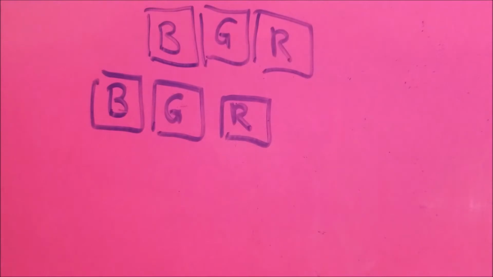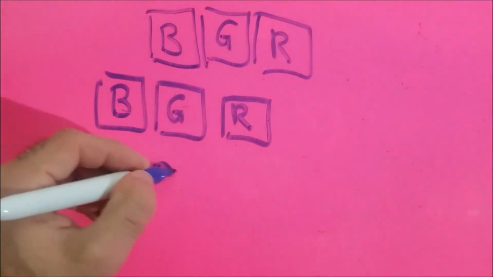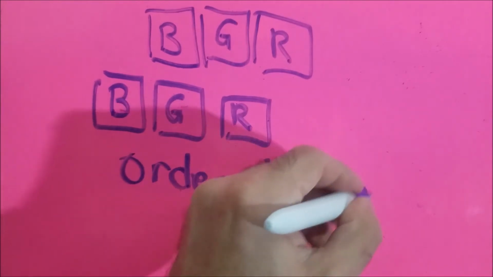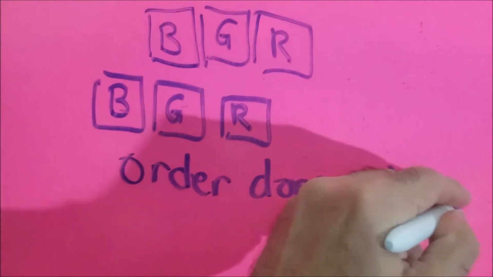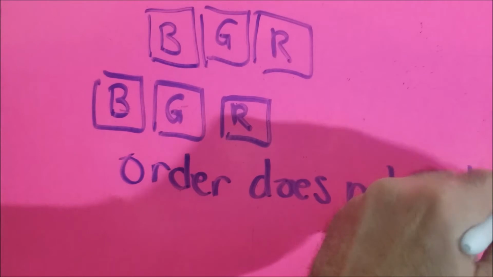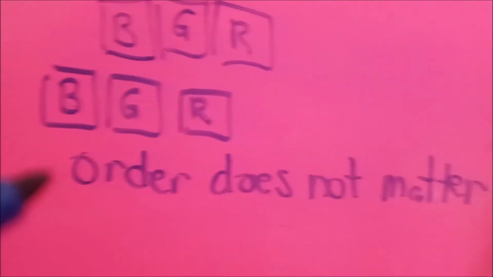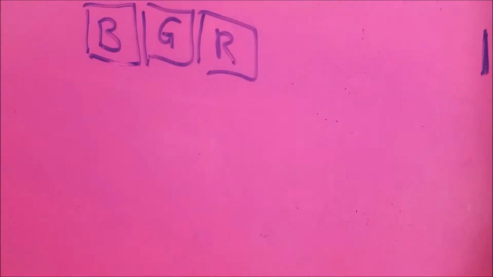So again, with combinations, order does not matter. Permutations, order does matter. But let's keep this blue, green, and red square.